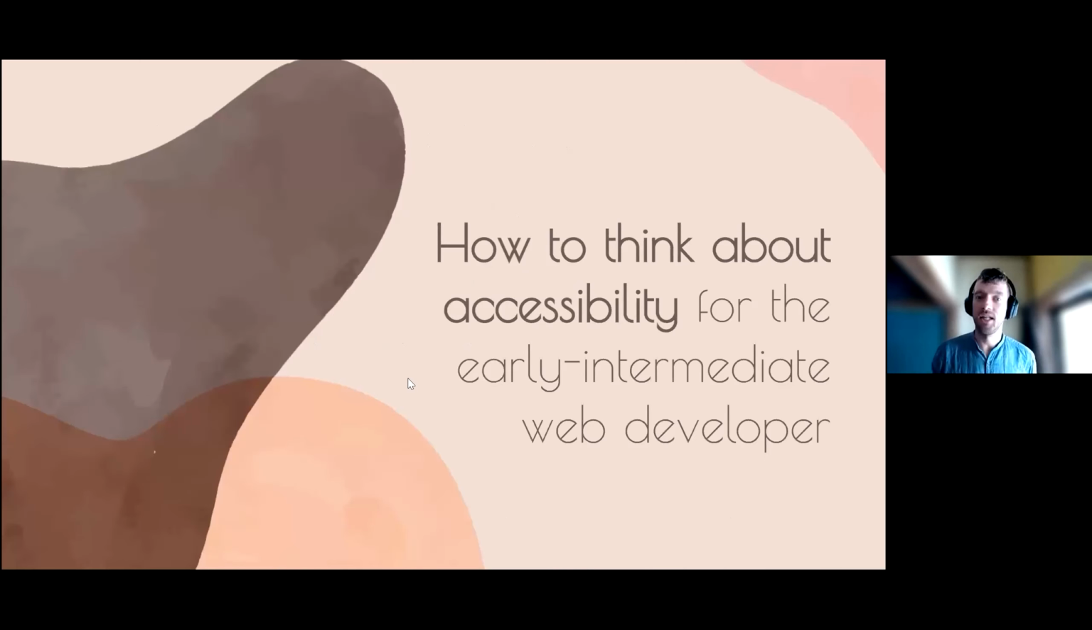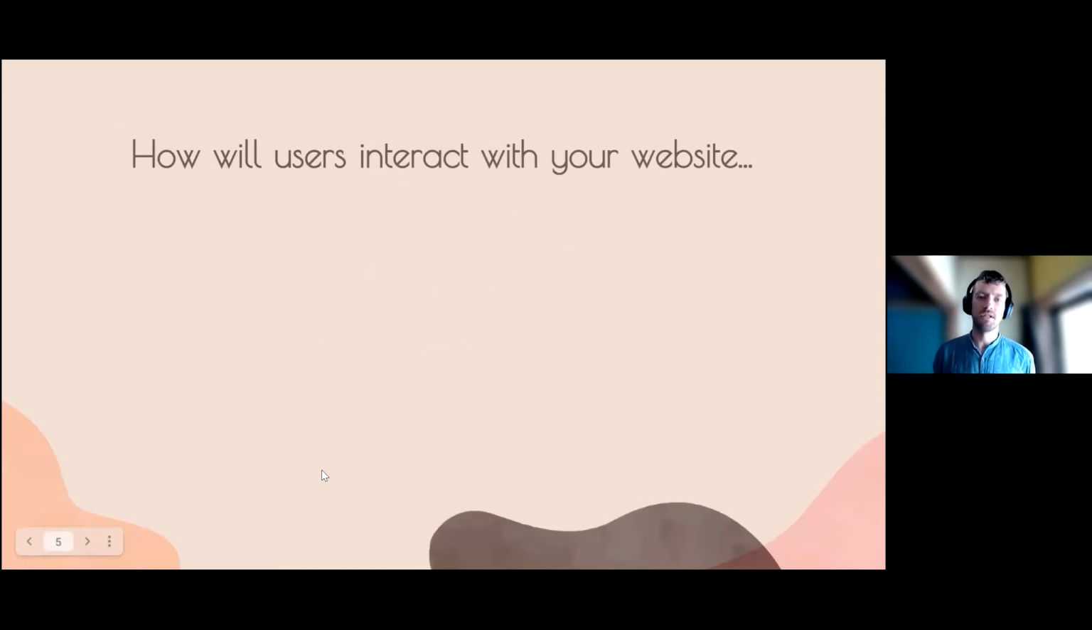So jumping right in, let's talk about how to think about accessibility for the early intermediate web developer. When you're thinking about accessibility, a great starting point is to ask the question, how are users going to interact with your website? And there's actually a lot to this. This is a big question to unpack. So how are users going to interact with your website visually? How are they going to see it? Are they going to be visually interacting at all?